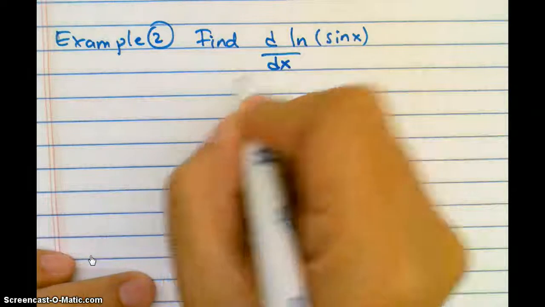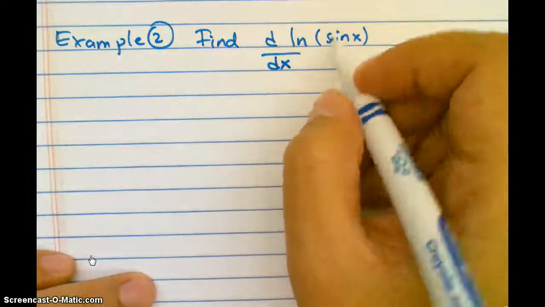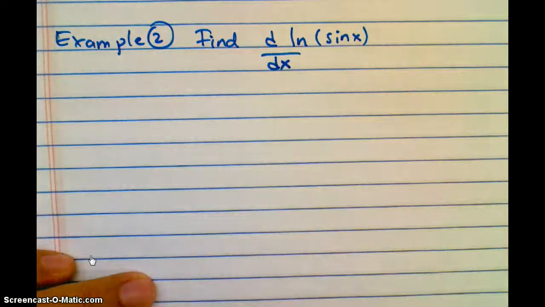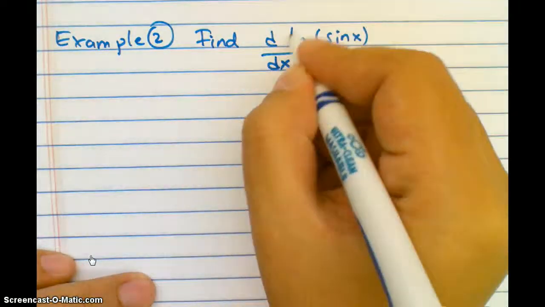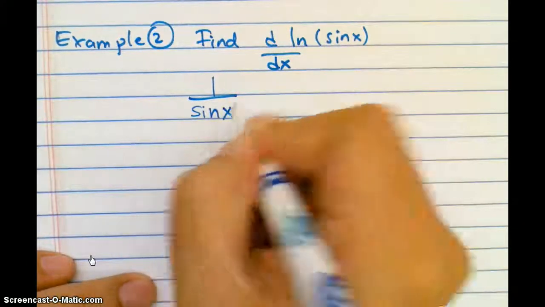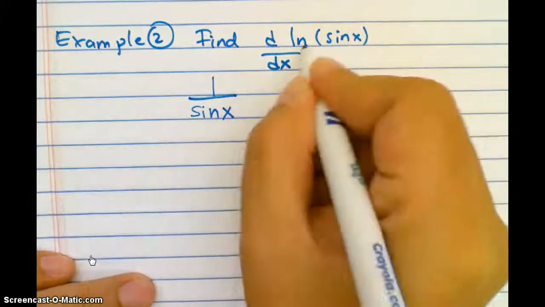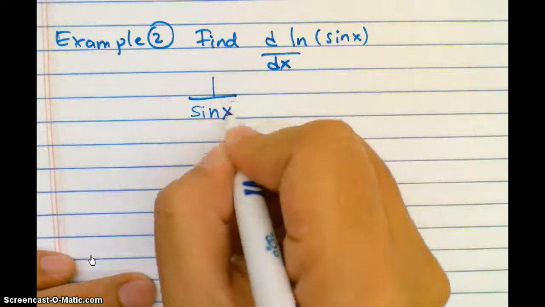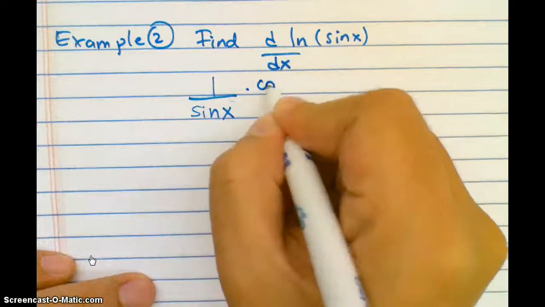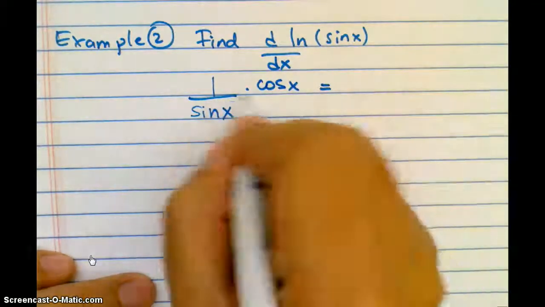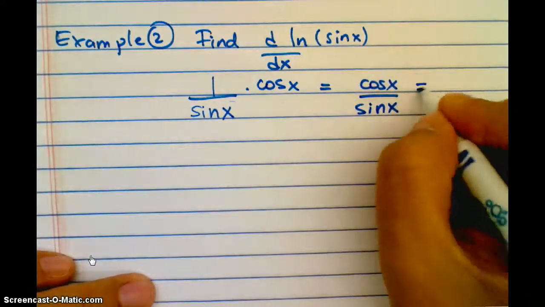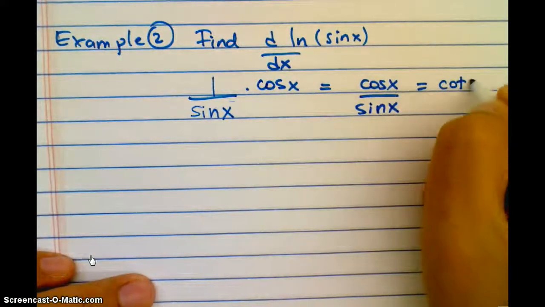Okay, in example 2, I'm going to take the derivative of this function. Again, I can mix trigonometric functions with logarithmic functions. That just adds the fun. So the derivative of the outer function would be the reciprocal. Since it's natural log, then I don't have anything else but the reciprocal. And chain rule will tell me to take the derivative of the inside, which will be cosine of x. Now when I multiply across, this will be cosine of x over sine of x, and you know that that is the reciprocal of tangent, which is cotangent of x.